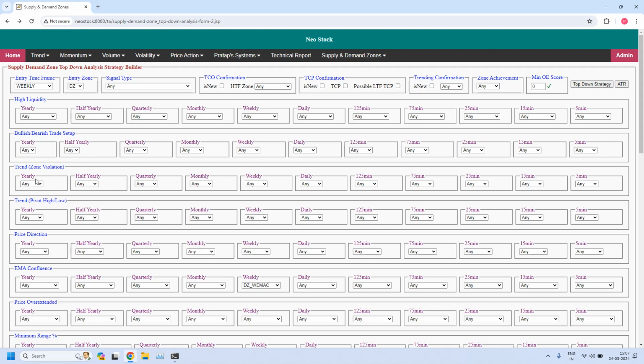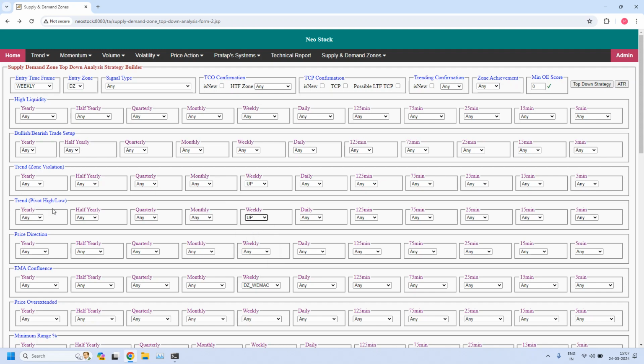We have two ways to calculate: zone violation, and the pivot trend based on higher highs and pivot high-lows. That means higher high, higher low, lower high, lower low, even equal high, equal low, based on these conditions. What I do on the weekly time frame is set both trends as uptrend. Both should support it, whether zone violation or pivot.